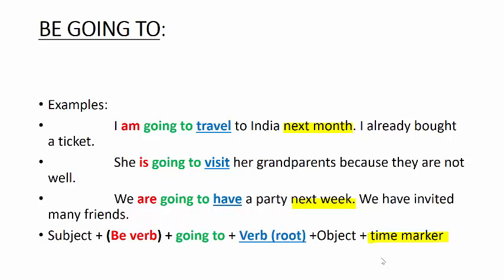She is going to visit her grandparents because they are not well. Her grandparents are sick. She is going to visit them. We are going to have a party next week. We have invited many friends. Now, this is an interesting one. So, we are going to have a party next week is the future. We have invited many friends is the past. So, it's going to happen. The invitations have gone out. The friends are coming. There is going to be a party.